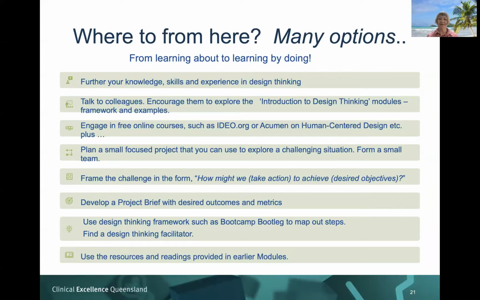So maybe start on some small focused mini project, if you like, that you really like to see in your situation. You really like to see some change made. Frame it as a how might we? Take some action to achieve our objectives. Develop a bit of a brief in terms of what's now and really where you're wanting to go to. And there's lots of resources, like those we mentioned earlier, like Bootcamp Bootleg, which actually has a very clear map of maybe what you might do. And also think about maybe working with a design thinking facilitator, either within the health system or outside, and maybe even through QUT Design Lab, who could maybe work with you in a committed way over time.